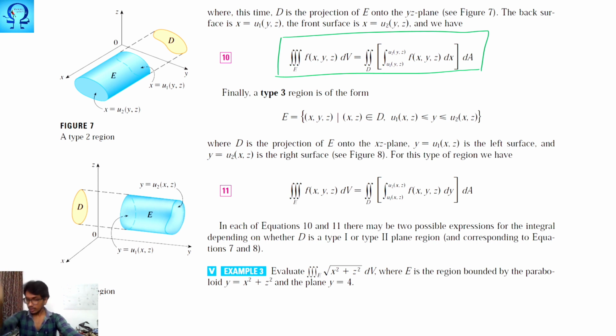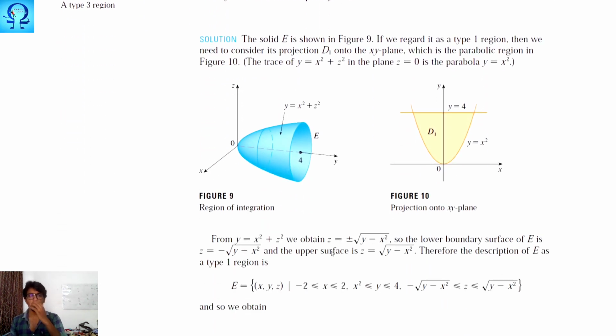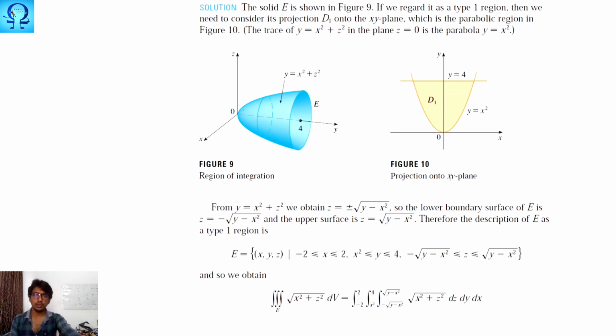Here, if you see, you have a problem: the triple integral over E of the square root of x square plus z square dV, where E is the region bounded by the paraboloid y is equal to x square plus z square and the plane y is equal to 4. So if you see, this is your paraboloid, in the x, y, z plane. Here you may very well see that your y is varying.